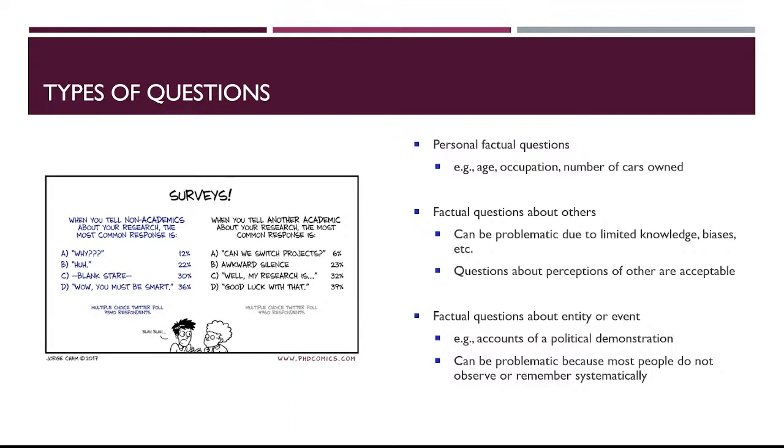Okay, personal factual questions. Age, occupation, number of cars owned. One thing I will say, for things like age, sometimes people want to use what you would think of as a range, right? So one of the options is like 18 to 29. My recommendation if you're doing surveys is do not do this. Just ask them to enter either their date of birth, or their age as a number.